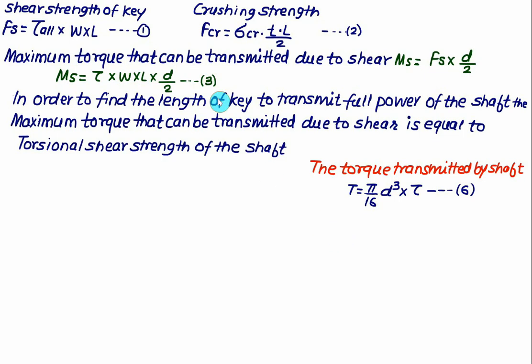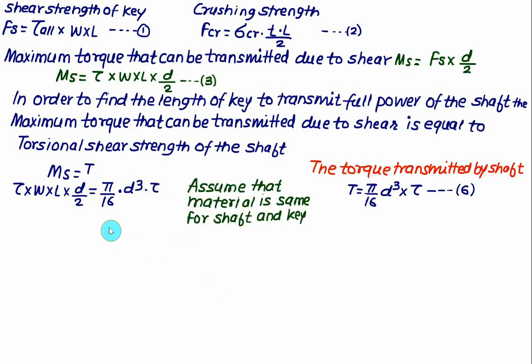So we can equate equation numbers 3 and 6. We have Ms equal to T. Ms is equal to tau multiplied by width multiplied by length multiplied by D by 2, which is equal to the torsional shear strength, pi by 16 multiplied by D cube multiplied by tau. Here we have assumed that the material used for the key and the shaft is the same, so the tau value will be the same. Otherwise, for different materials, we have to take different values of tau.